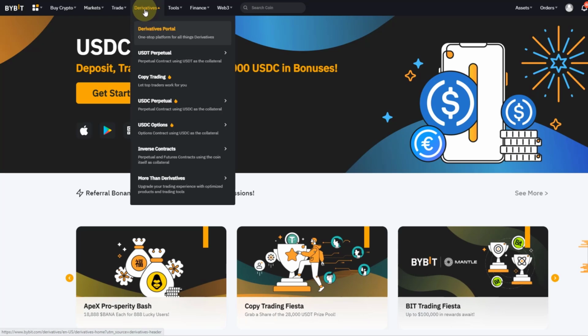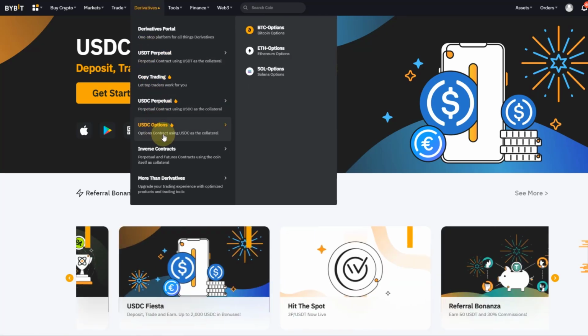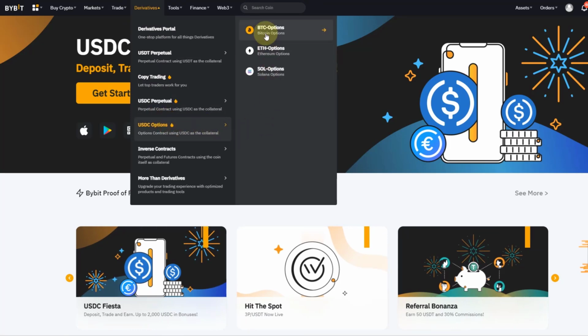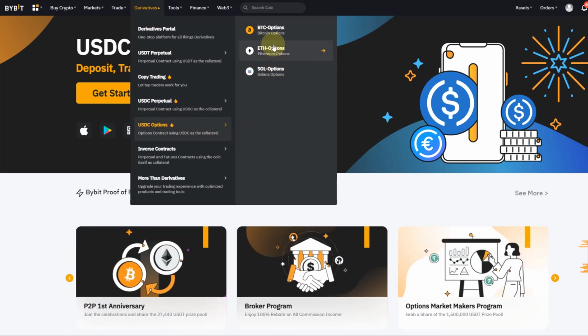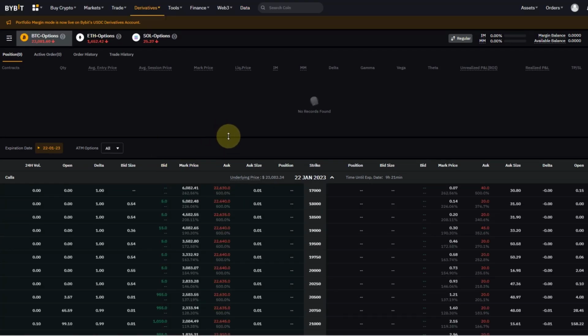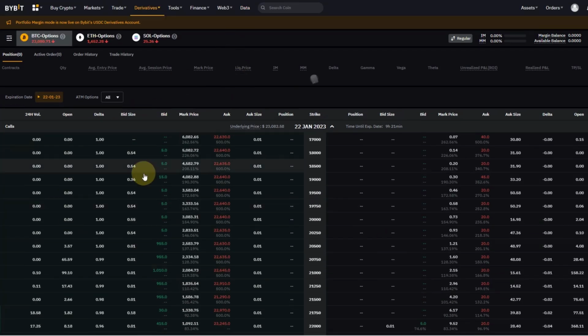Well, you go to derivatives and then you go to USDC options, and you can see here that you can trade Bitcoin options, Ethereum options, and Solana options. So in this case, I'm going to talk about Bitcoin options. This is, in the beginning, a very confusing dashboard. It will look very similar on all exchanges. It's basically standard.